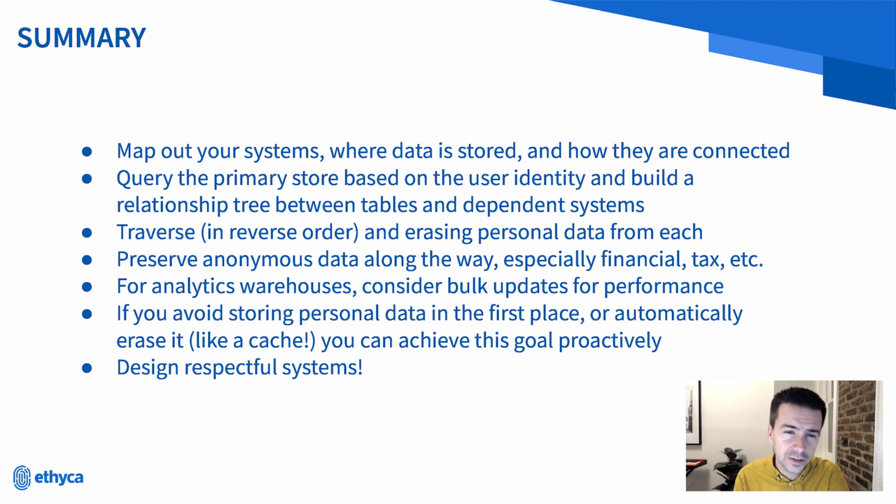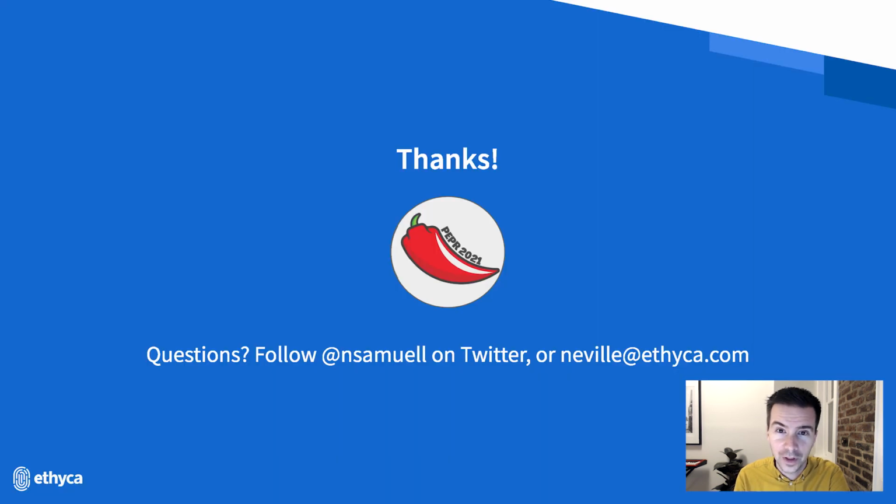Now, for data warehouses, you'll likely need to use bulk updates to do this in a performant manner. And lastly, remember that the easiest way to erase personal data is simply to not store it in the first place. Or if you do, automatically expire it on some short time scale like hours, and then you'll be well on your way to designing respectful systems.